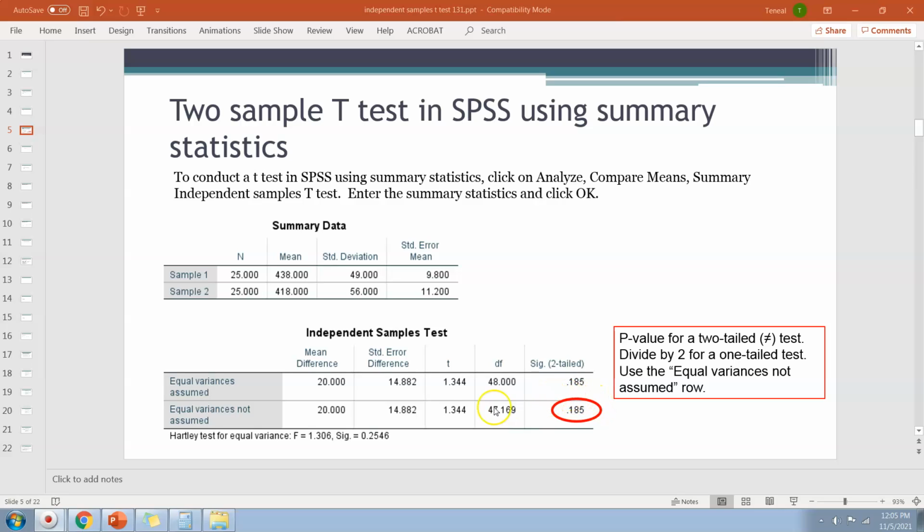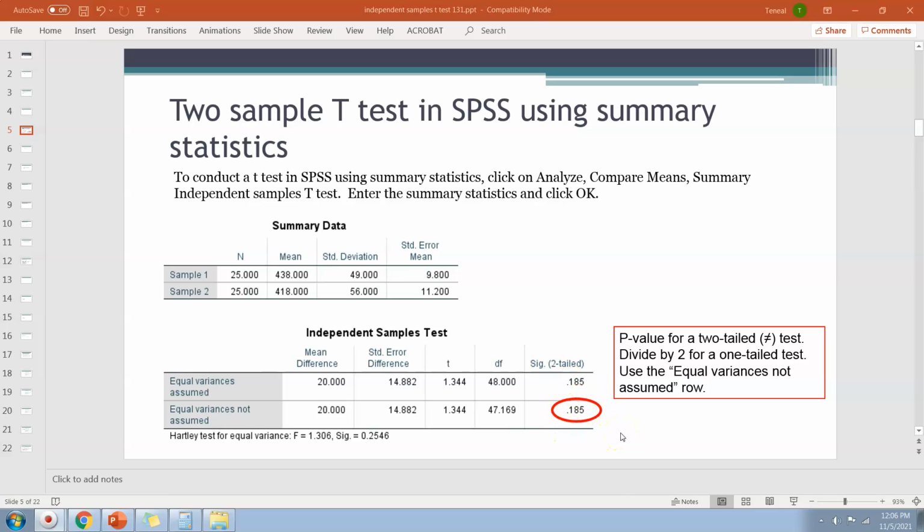So what we want here is, this is our test statistic, 1.344, so we're going to list that. And over here where it says sig two-tailed, this is our p-value. This is the p-value for a two-tailed test. So if you're doing the alternative hypothesis of not equal to, it's going to be 0.185.